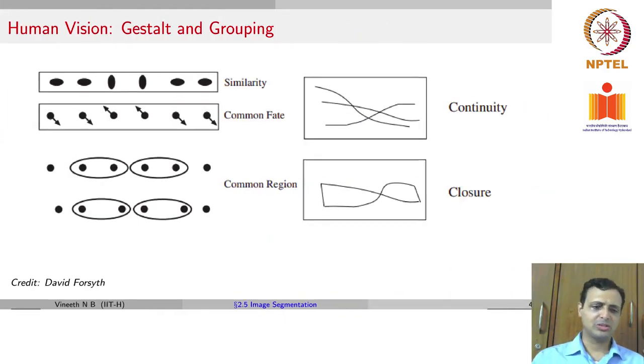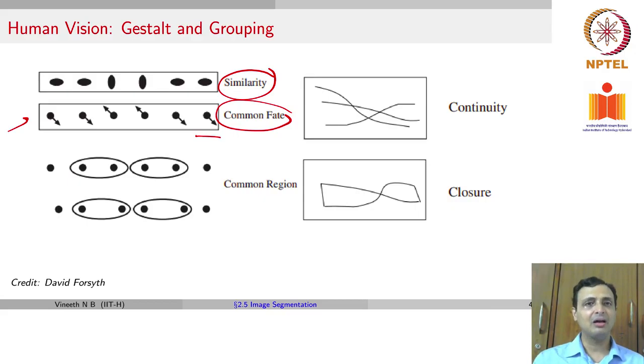Further, you could also have similarity of a different kind. You could have a common fate in terms of these arrows telling you where these dots are going. So in the second example here, all these dots are more or less lying in a straight line, but the arrows let us group them differently. So in a sense of where they're going to go along the direction of the arrows gives the human visual system a cue to how they should be grouped.